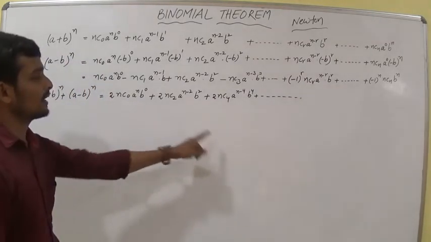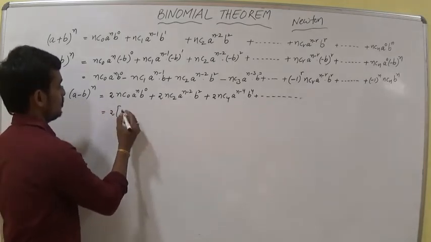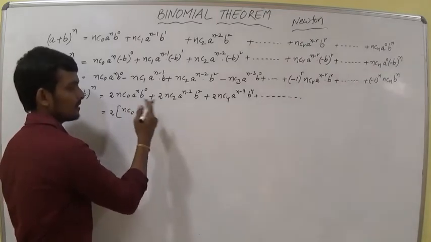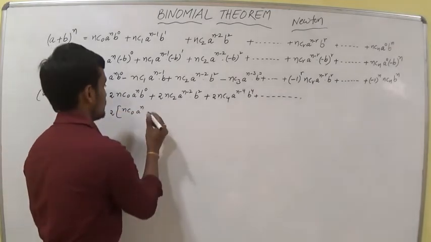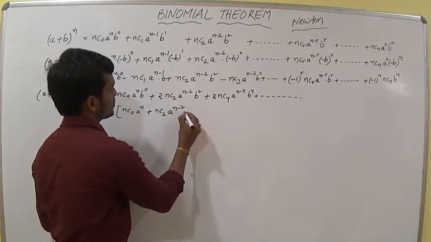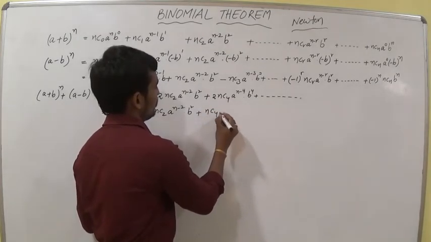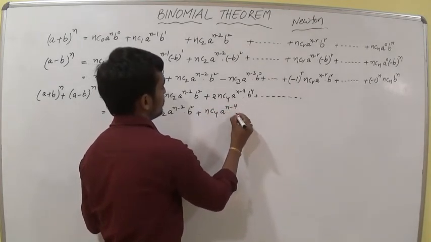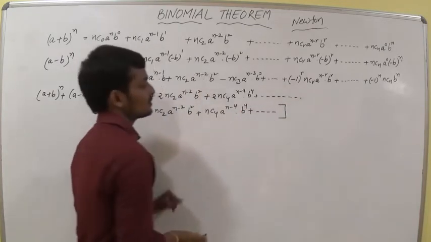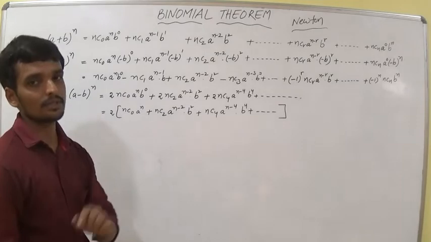So every term has a common 2. If you take 2 common from every term, what are you getting? nC0 a power n b power 0, I want to remove the b power 0, plus nC2 a power n minus 2 b square, plus nC4 a power n minus 4 into b power 4, plus and so on. What is the next term? Can you guess? nC6 a power n minus 6 into b power 6.